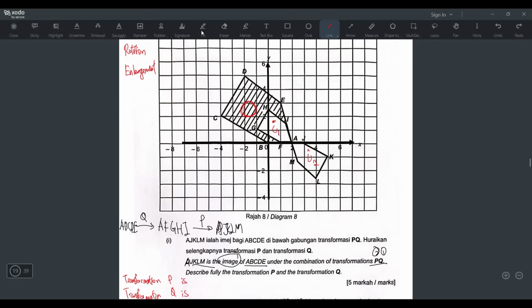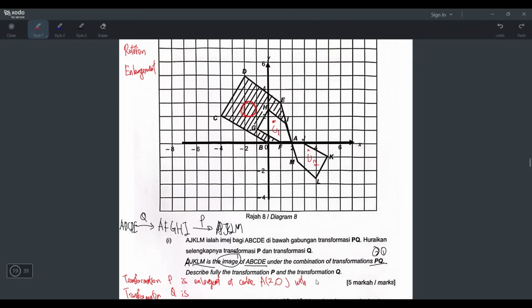You get same also. So transformation P is what? Enlargement. And then at center, okay, I recommend you to write A, but not only that, write the coordinate also. 2 0 like that. So that your teacher don't have any excuse, any alasan to tolak you punya markah. Just write complete. Okay, after that, the center you have to write with scale factor. Okay, scale factor.